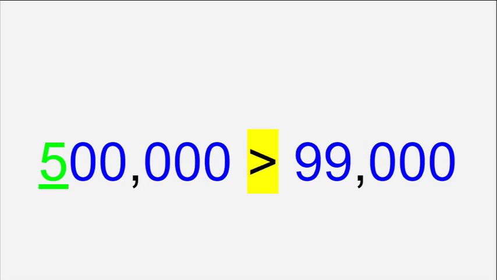There are only a few more problems left. Here, we will compare 500,000 and 99,000. When we compare these two numbers, 500,000 has 6 digits. 99,000 has 5 digits. The first number has a 5 in the hundred thousands, but the second number doesn't have any number there because it has 5 digits. A 6-digit number will always be bigger than a 5-digit number. So when we compare these numbers, we will say 500,000 is greater than 99,000. Be sure to check your work.